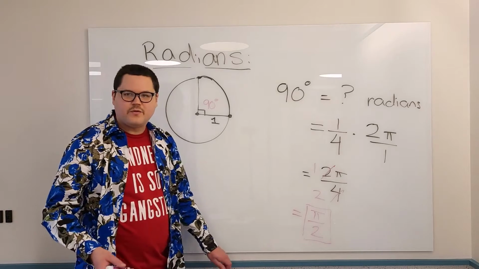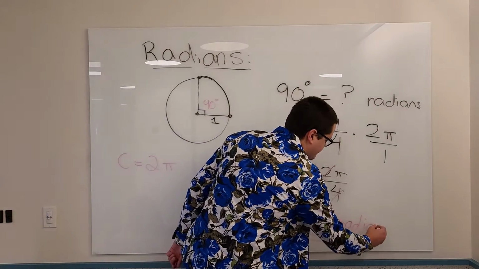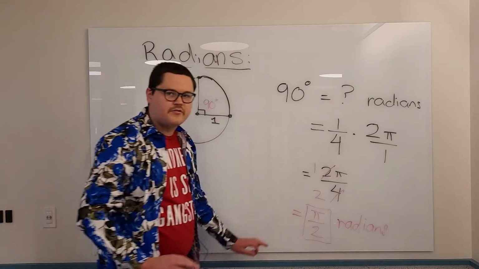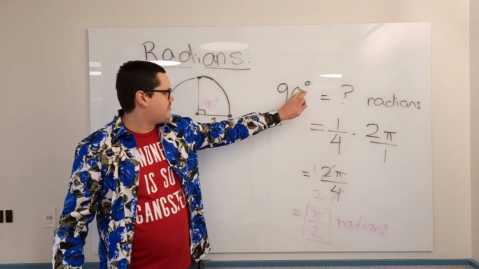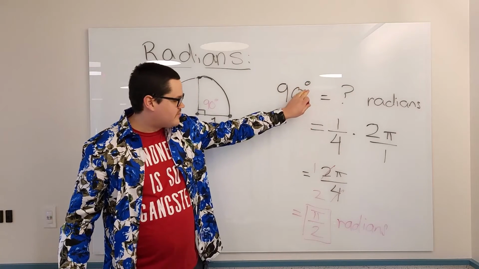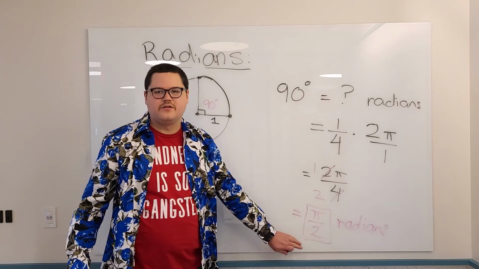With radians, if you want, you can write the word radians, but you don't have to. What you definitely don't want to do is put a little degree sign. That's only for degrees. Okay? So this is pi over 2 radians.